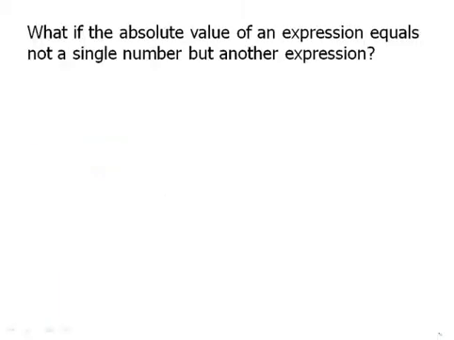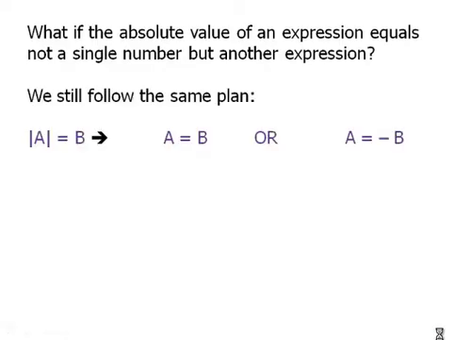What if the absolute value of an expression equals not a single number, but another expression? So now we're actually getting into the territory that the test would actually ask us. We'll still follow the same plan. Absolute value of anything equals something else. It means that the thing inside the absolute value, a, equals either positive b or negative b. So it equals either the expression on the other side or the expression on the other side with a negative sign in front of it.